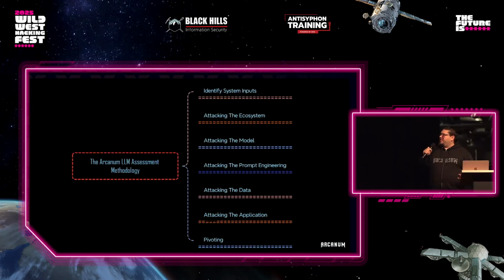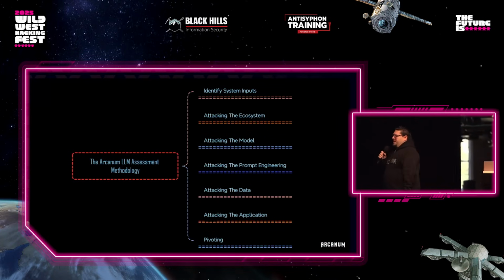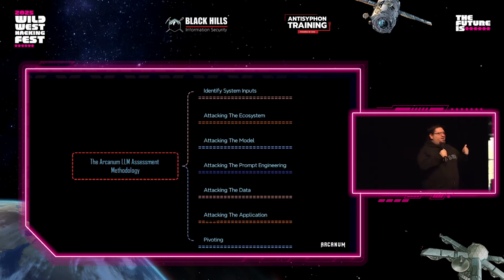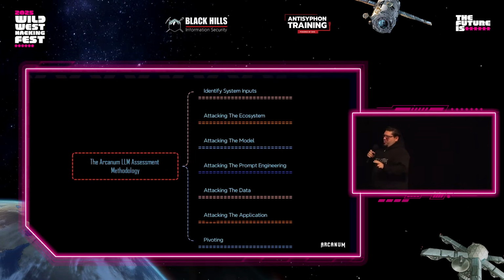Now, what does this look like? We break down an LLM assessment or LLM pen test into 7 stages. The first thing you have to do with an AI-enabled system is identify the inputs. Find out where you can put input into the system. The second is attack the ecosystem, which is not the LLM model itself, but things around the LLM, like prompt caching and logging observability. You want to attack the ecosystem in this holistic assessment. Then you want to attack the model, which is the LLM itself, and you want to attack it in different ways, and we'll talk about this.